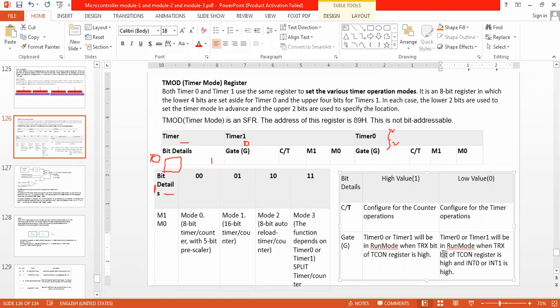The TRX bit of the TCON register is high, and INT0 or INT1 is high. Okay, both should be high. Then the gate value is equal to 0. During that time, the timer is going to run through TRX and INT0 and INT1. Whenever the gate bit is 1, then the output depends only on TRX. The output is depending only on TRX.